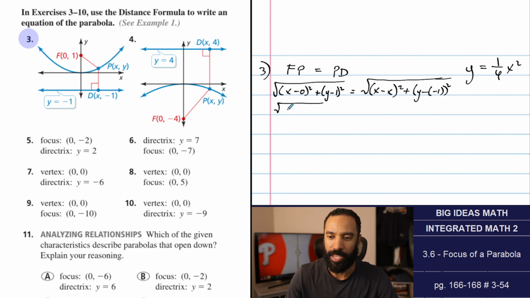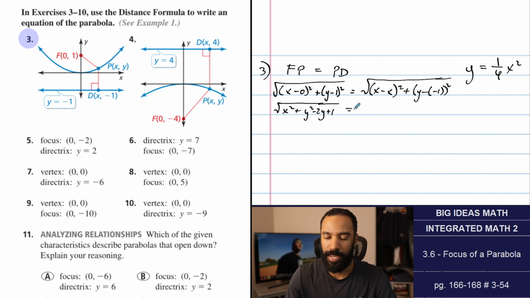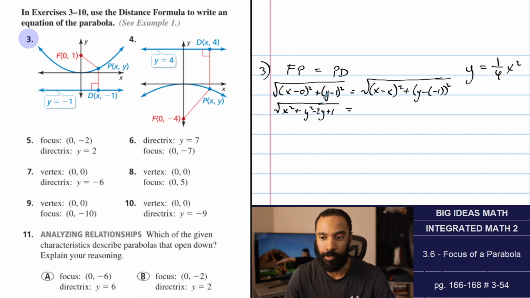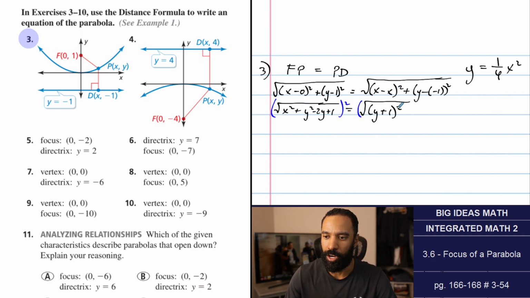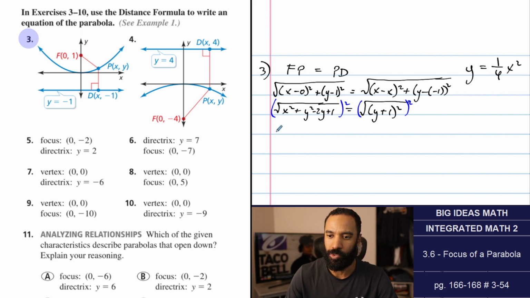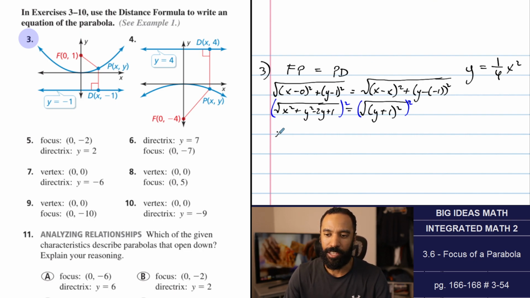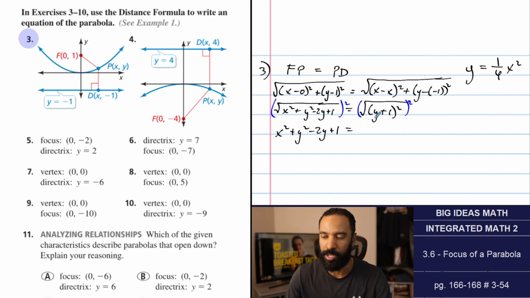X minus 0 is x, so we get x squared, plus y minus 1 squared is y squared minus 2y plus 1. And yes, I'm expanding early. Sorry about that. I'm just doing what I can early. X minus x squared is 0, so that's 0 squared is 0, plus y plus 1 quantity squared. We're going to square both sides of this equation. We're going to start to get one of the variables by themselves. In this case, we have x squared plus y squared minus 2y plus 1. Again, I did that prematurely on the expansion. And y plus 1 quantity squared is y squared plus 2y plus 1.